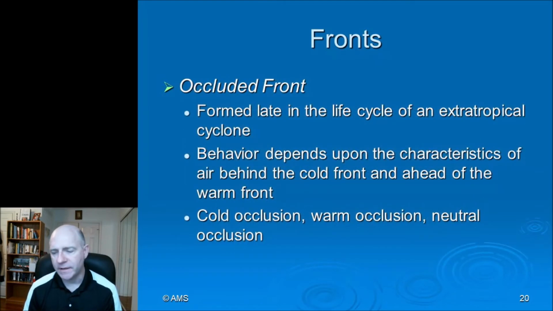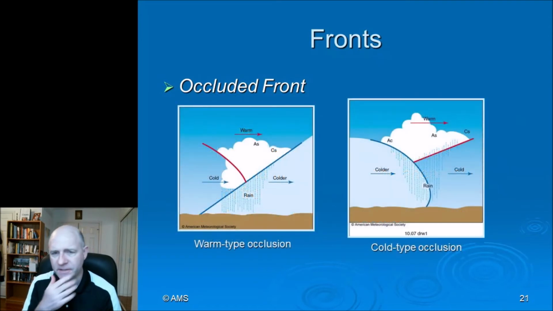An occluded front is not something that's very intuitive. It's late in the life of an extratropical cyclone or big area of low pressure. It depends on the characteristics of the air behind the cold front and then ahead of the warm front. There are cold occlusions, warm occlusions, neutral occlusions. Most of what we run into here in the eastern U.S. is a cold occlusion. And it kind of looks like this if we look at it from the side.